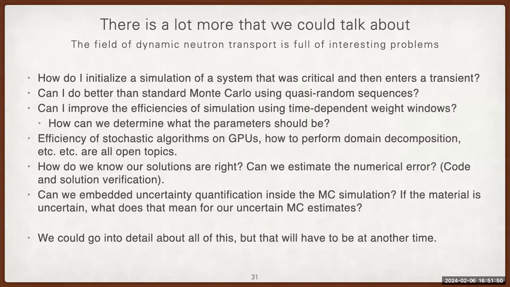Okay. So we're about at time. We talked a lot about dynamic neutrons, and other things we can do. I list some of them here. Can we do better than regular Monte Carlo particles? We use quasi-random sequences. How do you initialize a simulation? So let's say this is your reactor critical, then you have some excursion. How do you initialize that to see what happens? We work on that a little bit. Stochastic algorithms on GPUs, which is a feature for repeating. They're stochastic algorithms that Monte Carlo follows, tricky to get to scale of systems. And there's all kinds of things about solution verification and uncertainty quantification, they're also rich fields for investigation. So we're not going to do all that, we're at time. So thank you very much for listening.